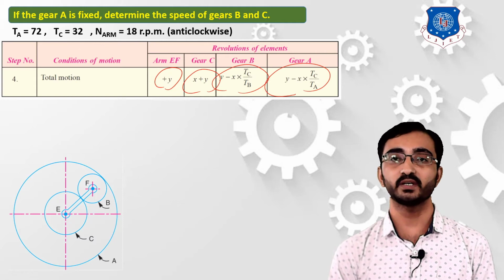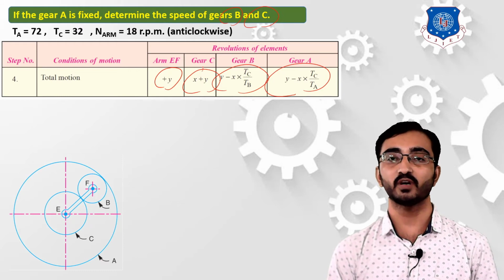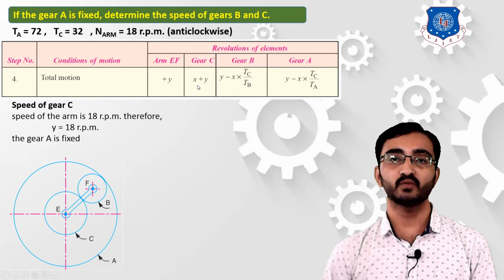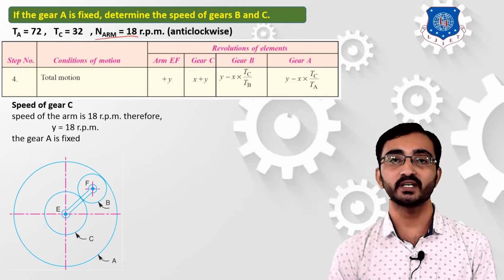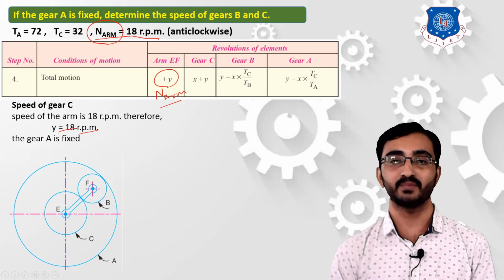Okay, so now first we have to calculate the speed of gear B and gear C. From this table you can refer that for gear C we have a simple equation, that is x plus y. So first of all we have to identify these two variables. To find out these variables we can consider the given data. Over here they have given that your arm is rotating with 18 rpm, so the speed of arm, n arm, is given. Now n arm is equal to plus y, because your arm EF is containing plus y, so we can simply compare this value. So over here you can get that y is equal to 18 rpm.